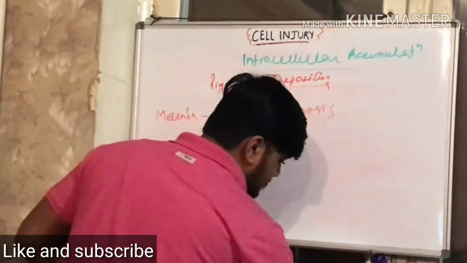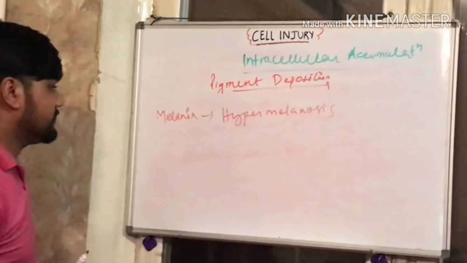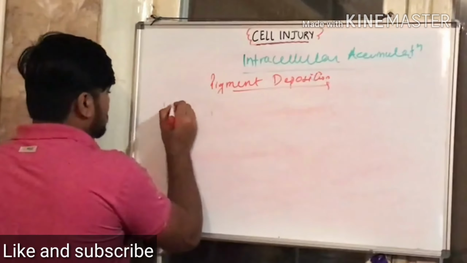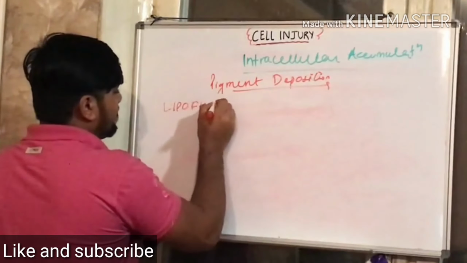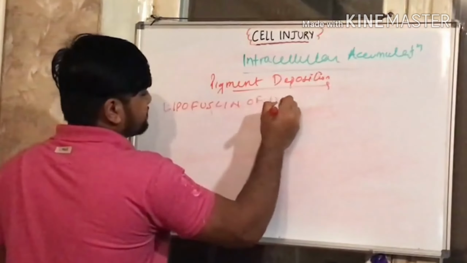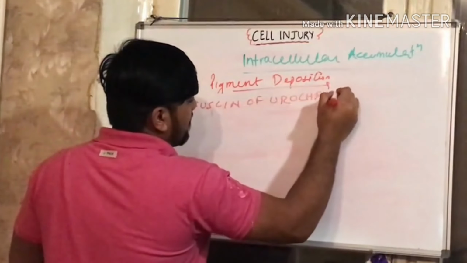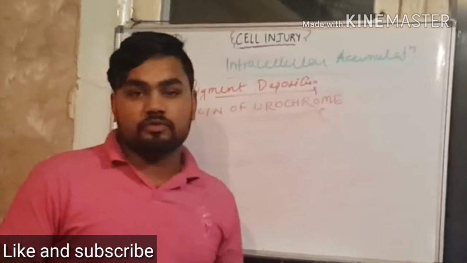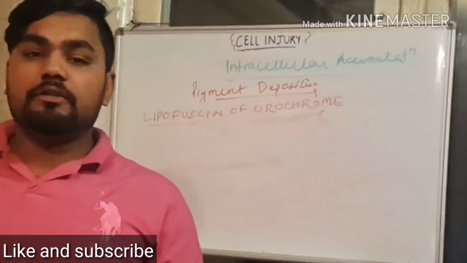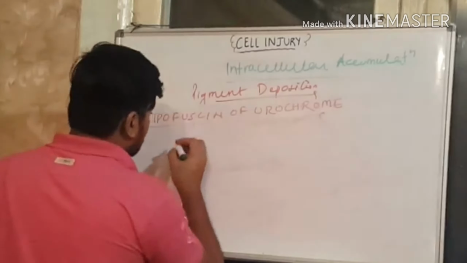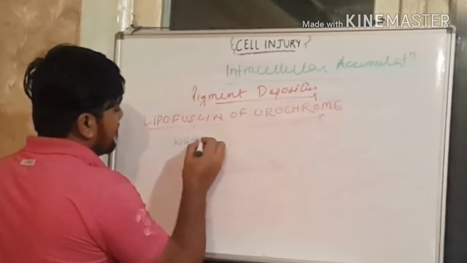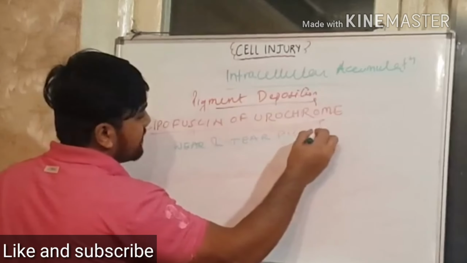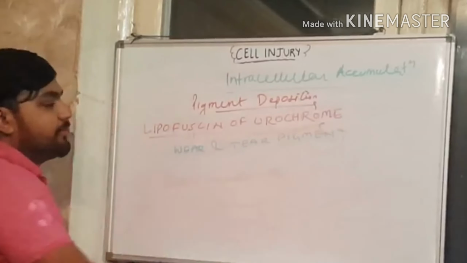Now the next pigment that we will talk about is lipofuscin or urochrome. Very important. Lipofuscin is also known as urochrome. Now this is also known as, write in bold letters, wear and tear pigment. This is also known as lipofuscin.